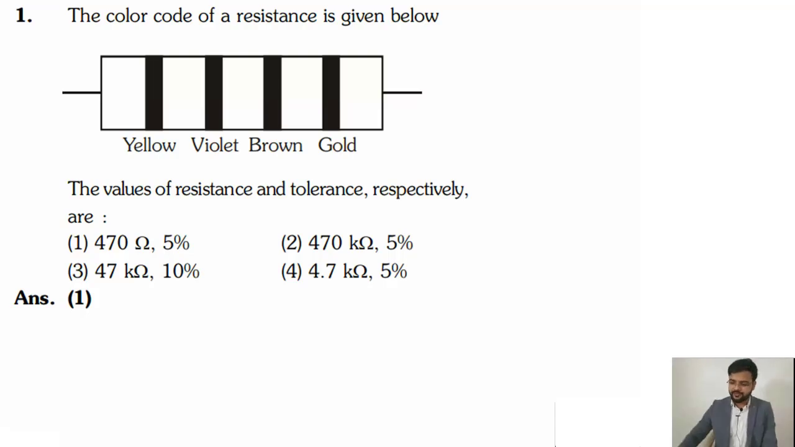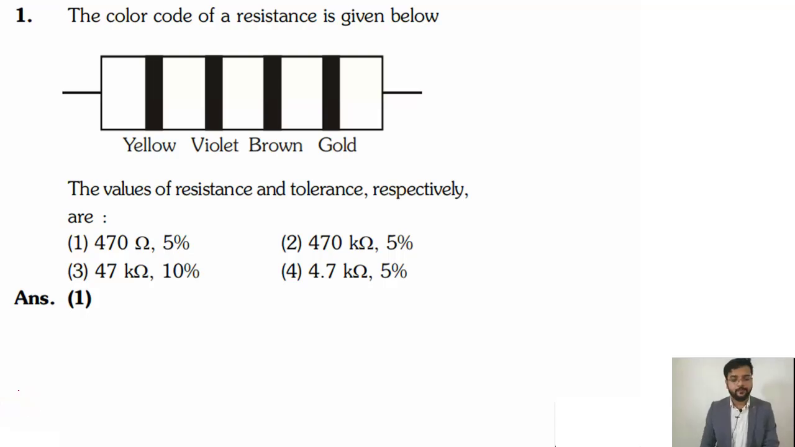So this is the first question, given over here. In the first question, what is given? He is asking what are the values of resistance and tolerance. Okay. So we know that the first two strips will give us the digits.